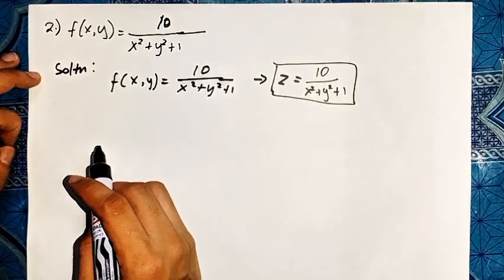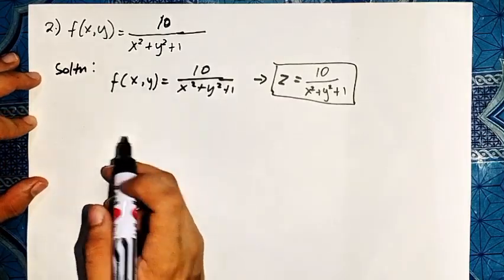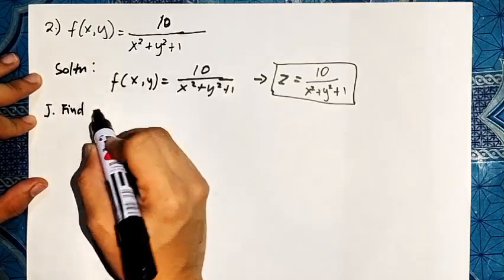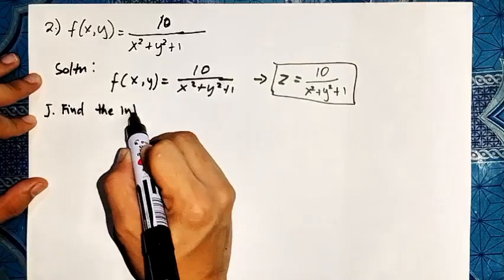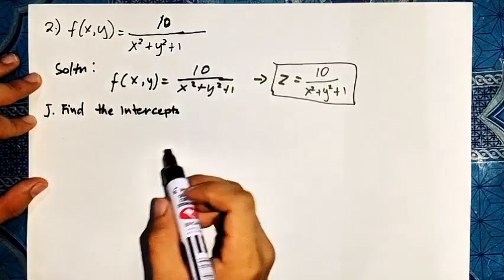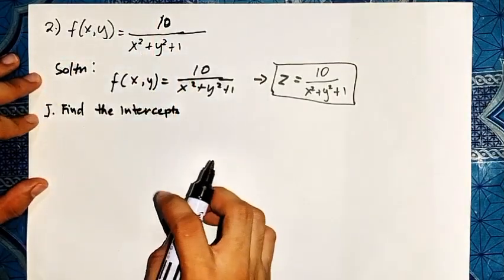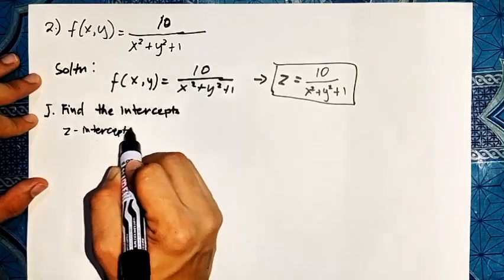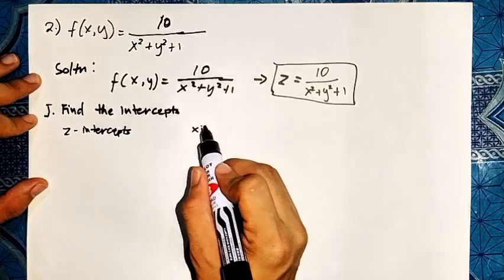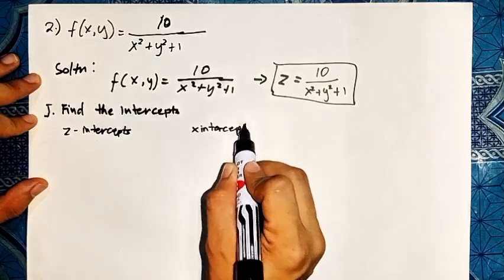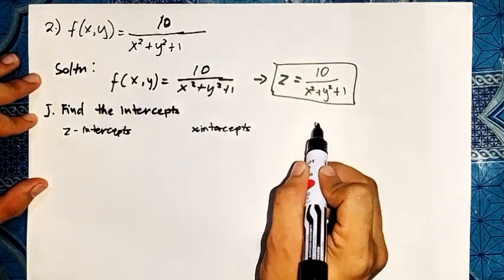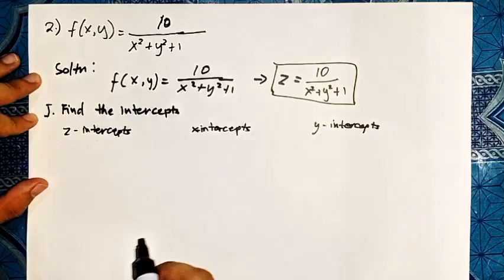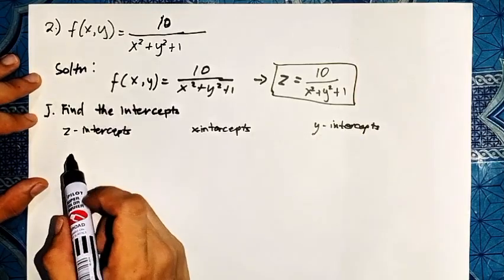The first thing that we're going to do is to find the intercepts. So we have the z-intercepts, the x-intercepts, and y-intercepts. Now first, we will solve the z-intercept.